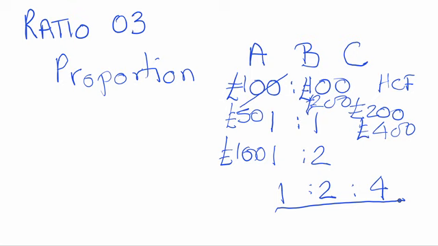So I can then say, for instance, whatever money I have, I want to share it out between A, B, and C in these proportions or in these ratios, 1 to 2 to 4. And then whatever the money is, it is shared out in this way.